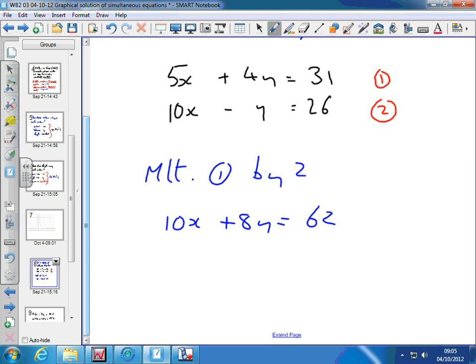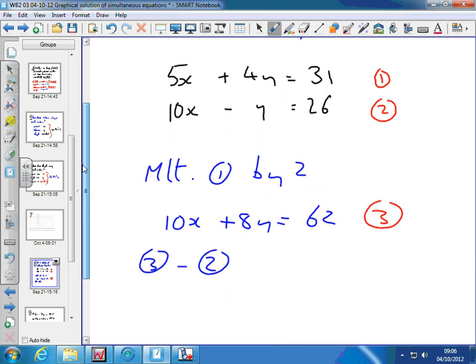If I add them together, I'll get 20x, but I want to eliminate the x's, so I don't add them, I subtract them. But which do I subtract from which? Because of this negative here, if I subtract equation 2 from equation 3, I'll end up with a positive number, which is probably the best way forward. So I'm going to do equation 3 take away equation 2.